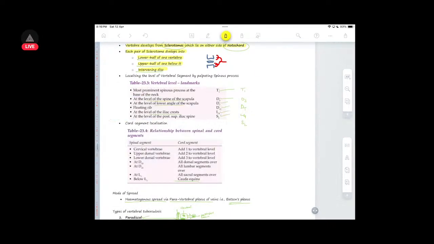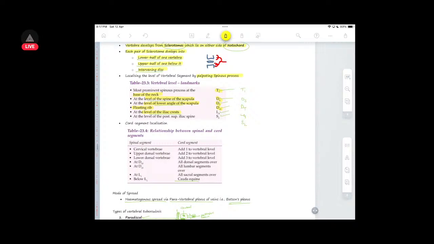Then we have the level of vertebral segment. You localize the level of vertebral segment by palpating spinous process. Most prominent at the base of neck is T1. At the level of spine of scapula is D3. Level of lower angle of scapula is D7. Floating rib is D12. D3, D7, D12 is disc.